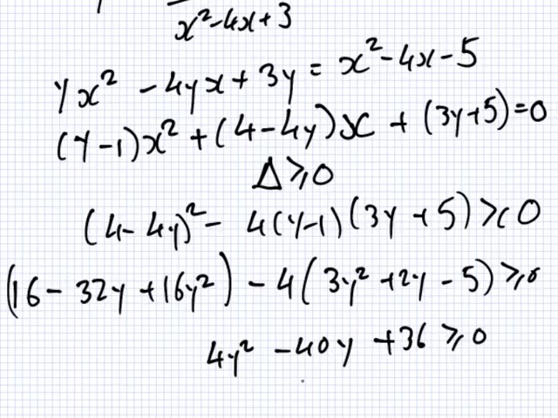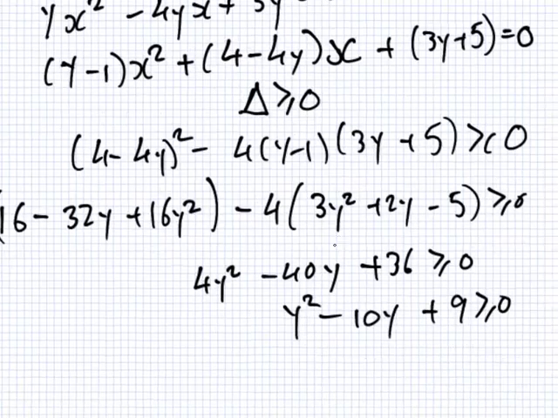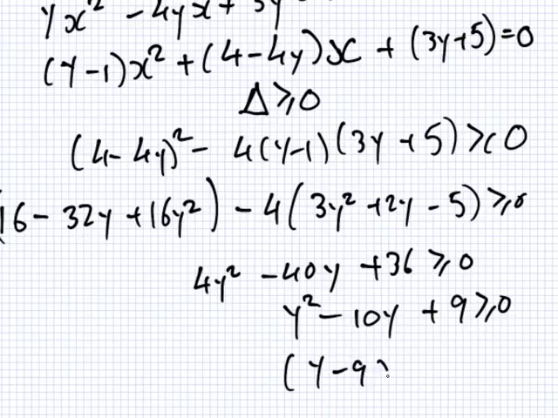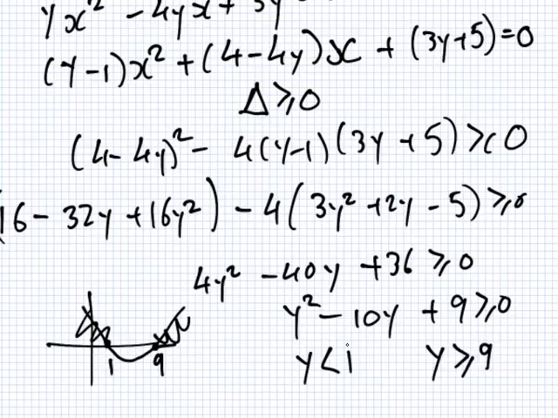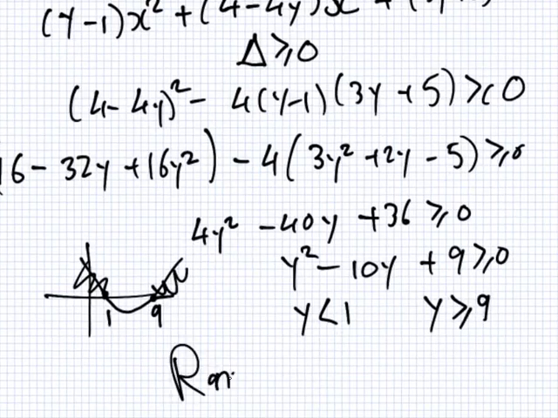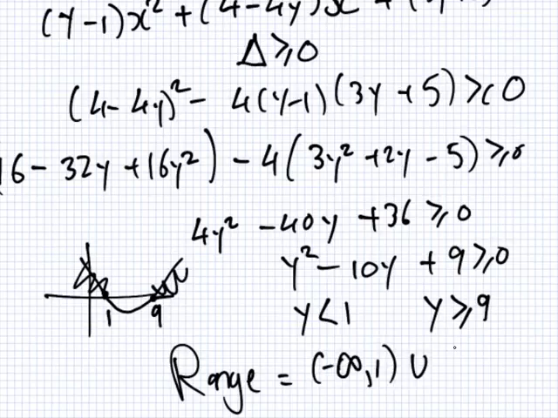I again can divide everything by 4. I get 2 answers. Now, I want above. My 2 answers are 1 and 9. And I want above. But I can't have 1. So y needs to be less than 1, y needs to be bigger than or equal to 9. So I finish off by saying the range is everything from minus infinity to 1 or 9 to infinity.